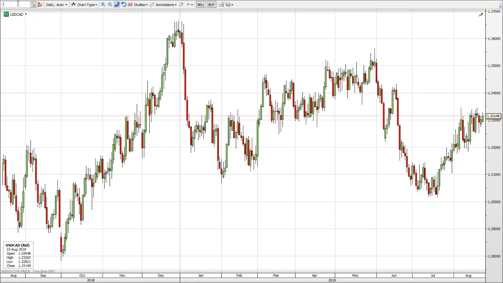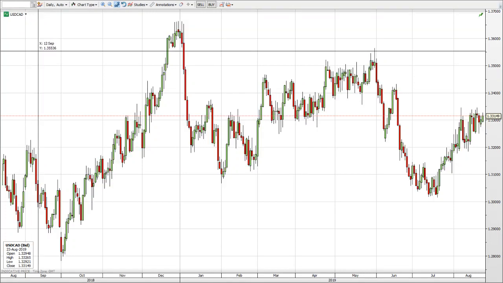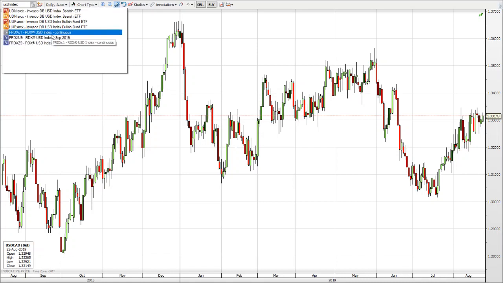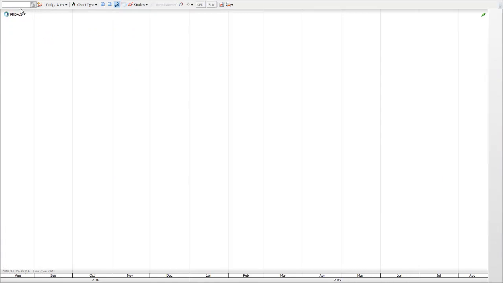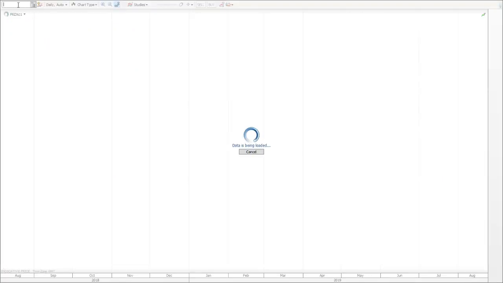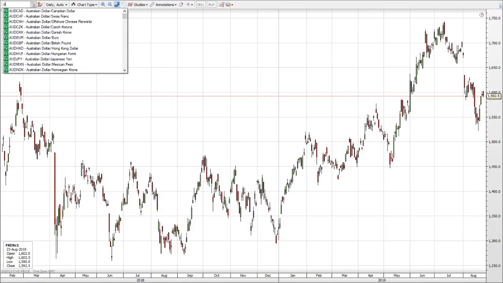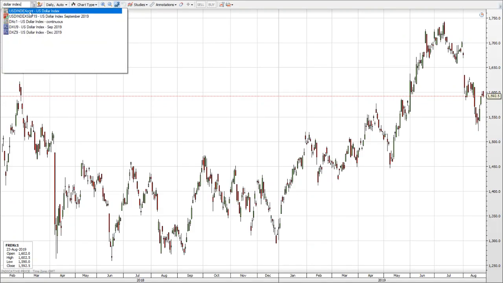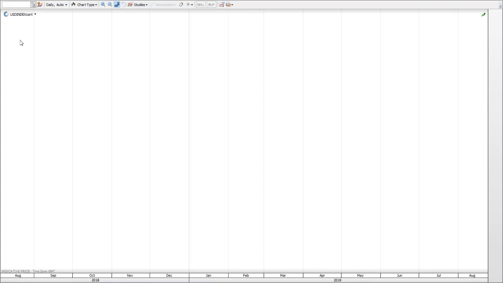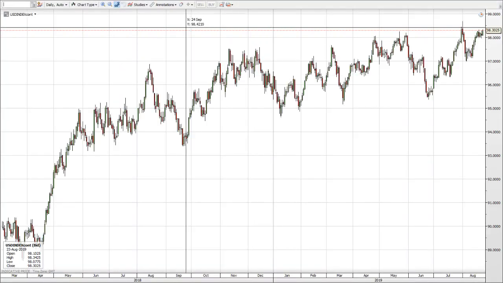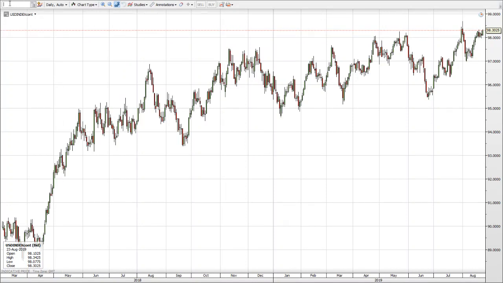Okay, so the time frame is a year, just to have a look at what I mean by there's broad US dollar strength, you can see that the US dollar index shown here, that's popping upwards.